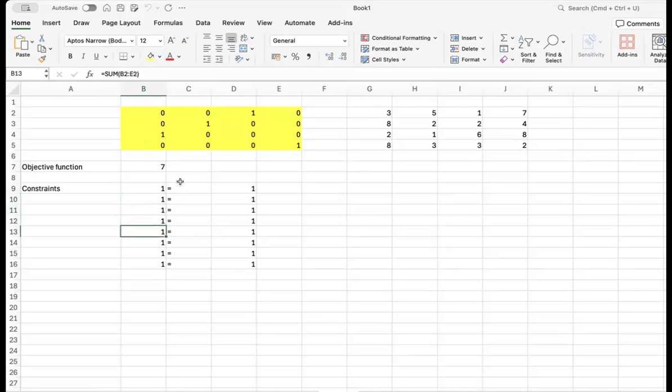And the fifth one is a summation from B2 to E2. It's by row, right? Yeah. And then you come down to the third row, fourth row, and fifth row. Just that. Okay, thank you.